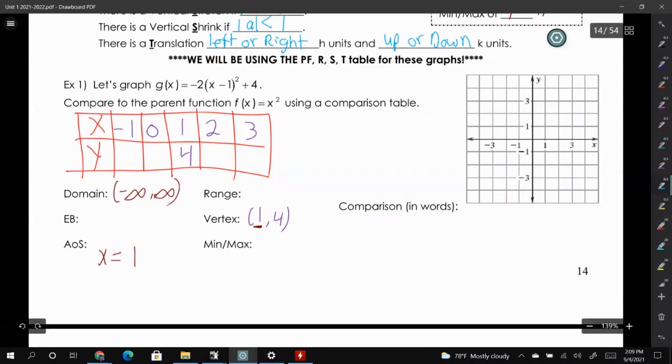In comparison, we can do the comparison now too. There is a reflection over the x-axis.